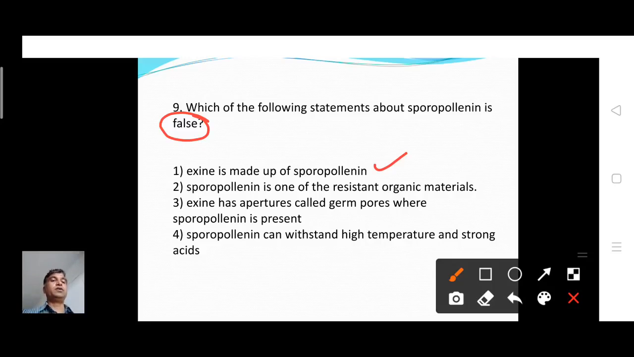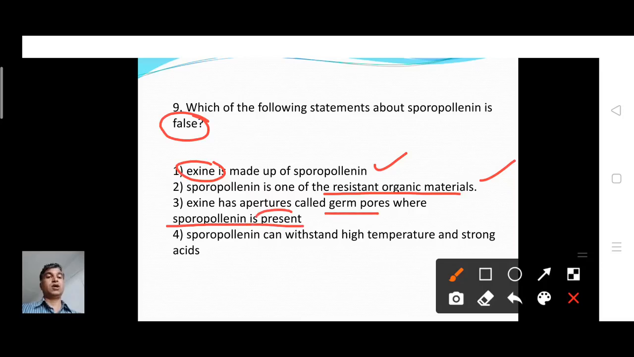Sporopollenin is one of the resistant organic materials. Yes, this is a resistant organic material. Correct. This exine in angiosperms. This is also correct. The exine has an aperture called germ pore where the sporopollenin is present.